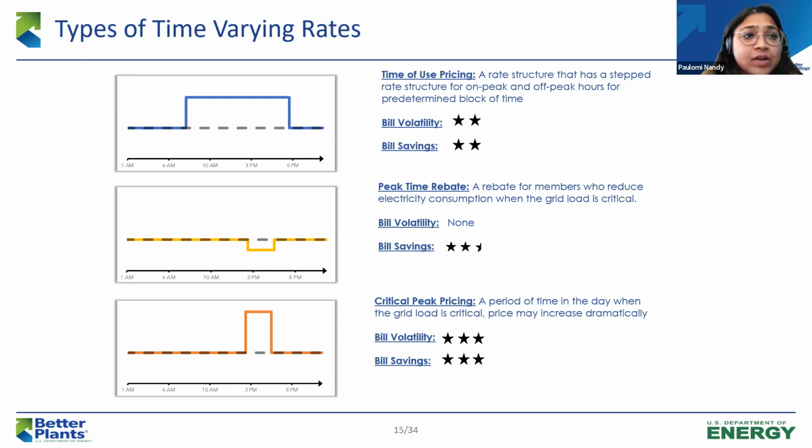It's basically customers get a rebate when they reduce their load when there is a higher peak on the grid. Bill volatility for this is none because customers don't get penalized for being part of this, and they have higher savings. Critical peak pricing is similar to time of use pricing, but the cost during that hour is slightly higher than what you would expect for time of use pricing.